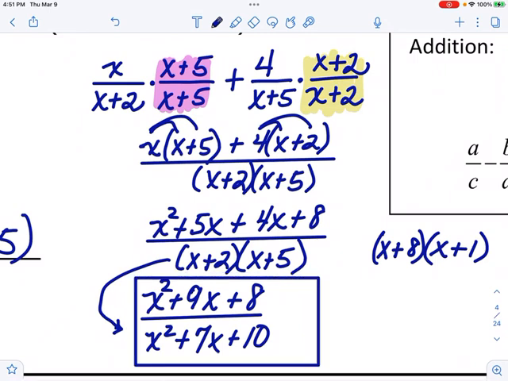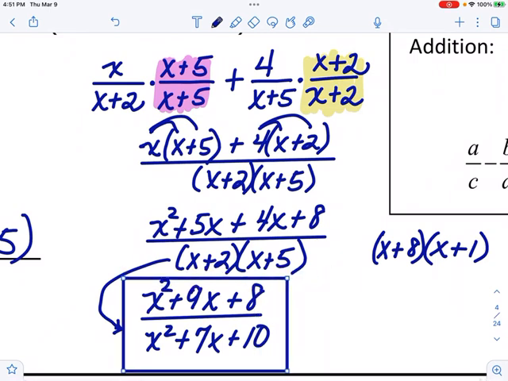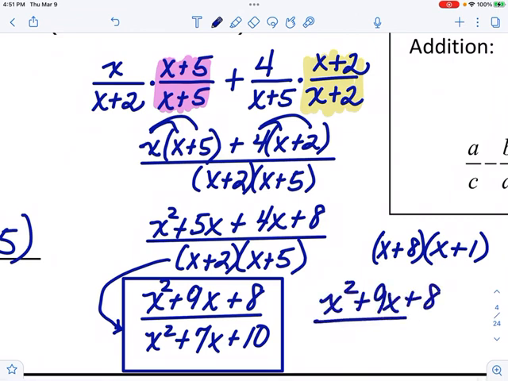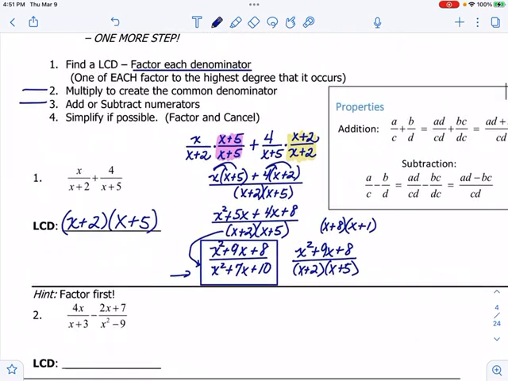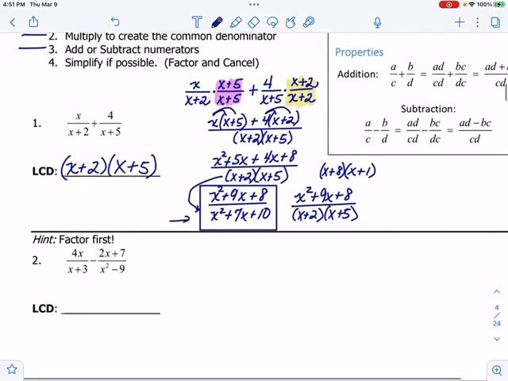But to tell you the truth, once you get this numerator, you could give me x squared plus 9x plus 8 over this x plus 2 times x plus 5, and I would accept it. What you really need to understand is how to put it in that last form in case you're required to do so. Okay, so there's our answer for that one.